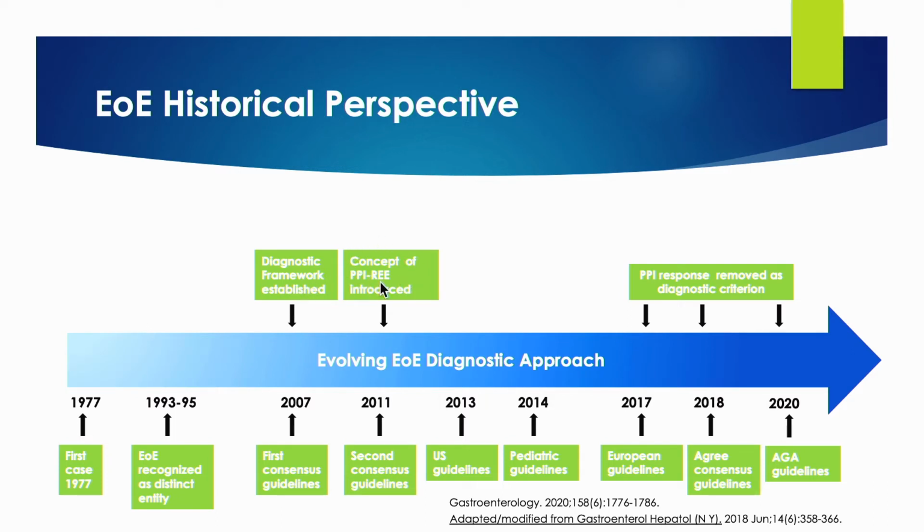The concept of PPI-responsive eosinophilia was introduced in 2011. And at that point, basically, PPI response became part of the definition of EOE. We only called it EOE if the eosinophilia persisted after an 8-week PPI trial. Now, in the years that followed, a lot of research was done, and it was recognized that PPI-responsive eosinophilia and EOE were actually identical with respect to clinical characteristics, histologic, and molecular factors.